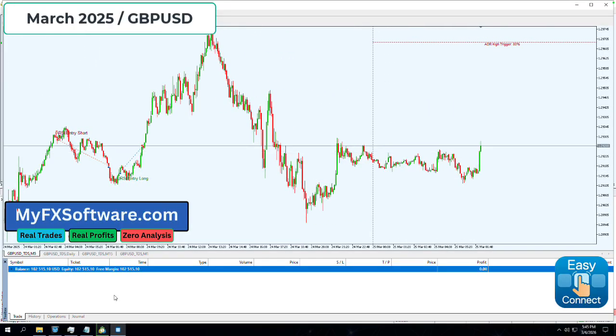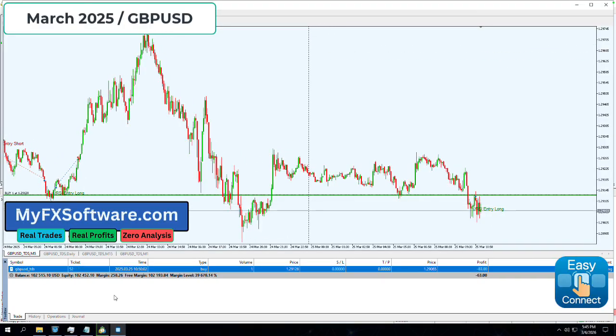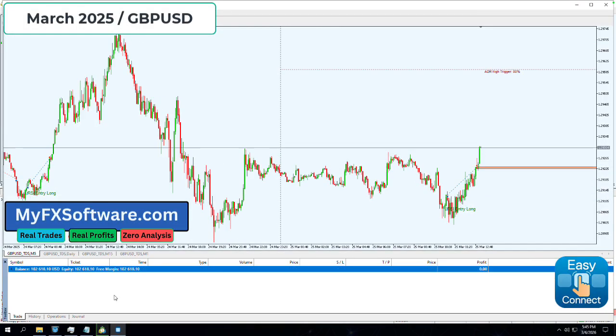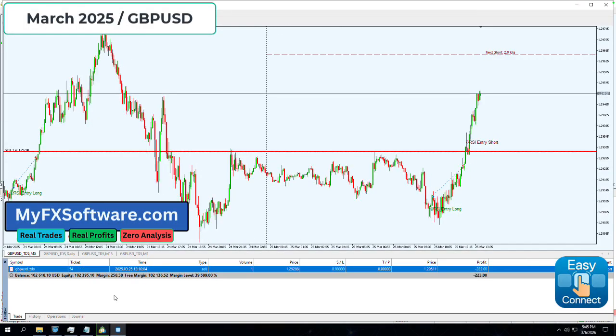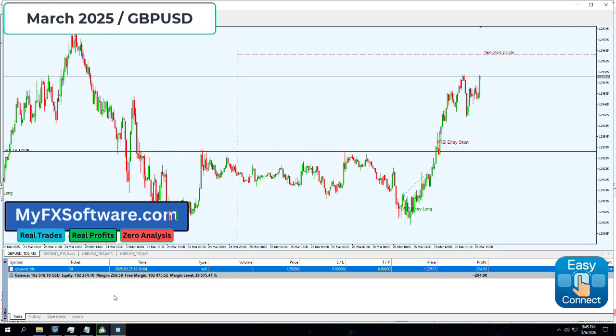Here we are, 25th of March. No trades open. We're up 2,515. There's a new trade. We got a buy trade. Let's see what happens. Let's see if it goes, oh, there you go, just took profit. That's incredible. No one else is showing you this.